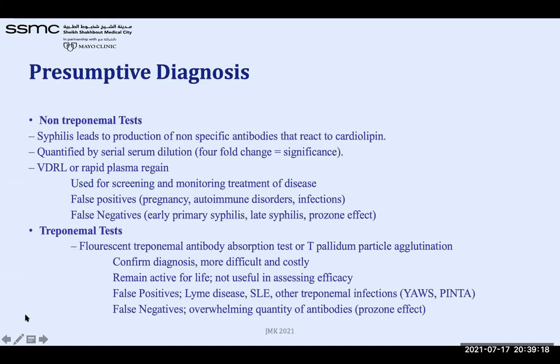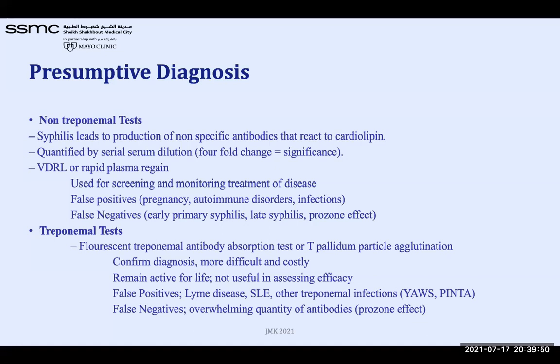Now, the presumptive diagnosis, and this is always very confusing. There are two types of tests: the non-treponemal test and the treponemal test. Syphilis leads to the production of non-specific antibodies. Remember, the non-specific antibodies can react to cardiolipin, and are quantified by serial serum dilution. So the VDRL, or Venereal Disease Research Laboratory test, or the rapid plasma reagin is used.